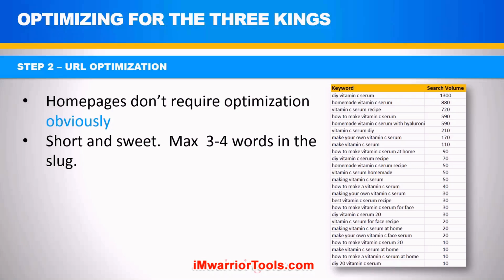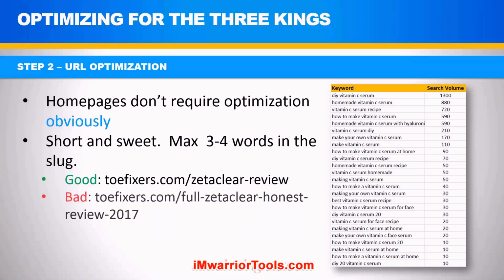So for example, diggitymarketing.com/PBN guide, if I had one, for example. Okay, so here's a good example. If you had a site called toefixers.com/zetaclear-review. So these are 2 words in the slug, each separated by a dash. That's fine. Here'd be a bad example. toefixers.com/full-zetaclear-honest-review-2017. Now beware, when you write a new page or post, WordPress is going to try to name it like this. It's just going to copy whatever you wrote in the name of the page or the post and make it a full long URL. So go in there and basically reduce it.